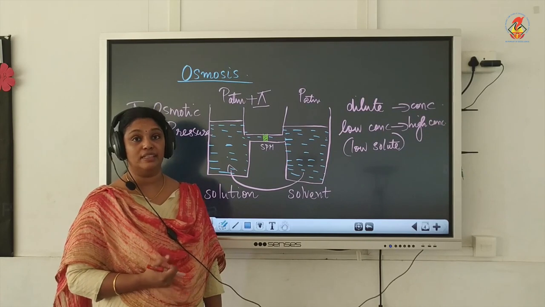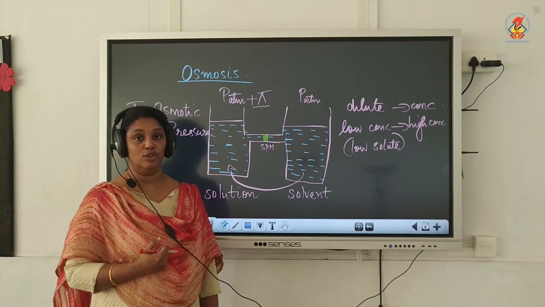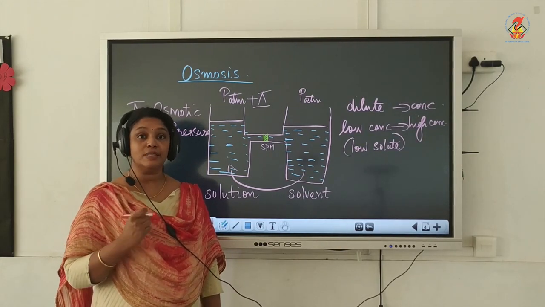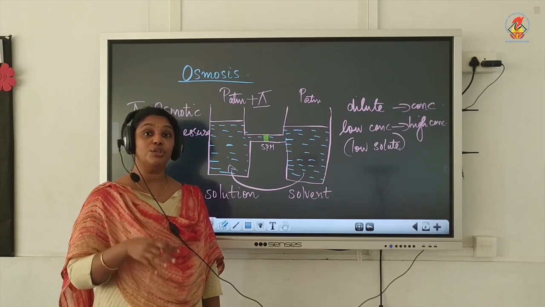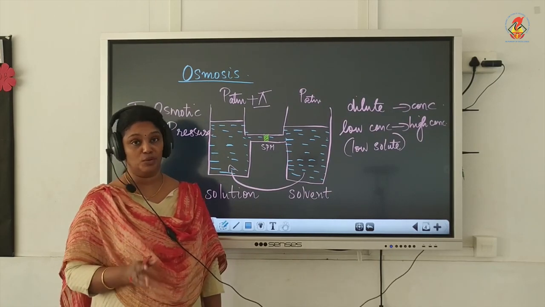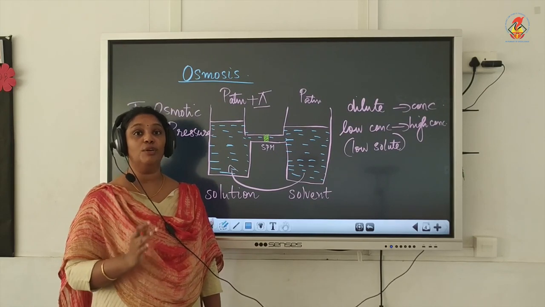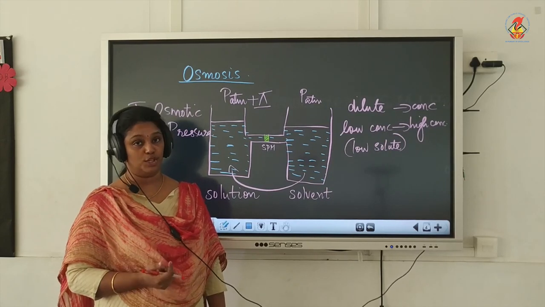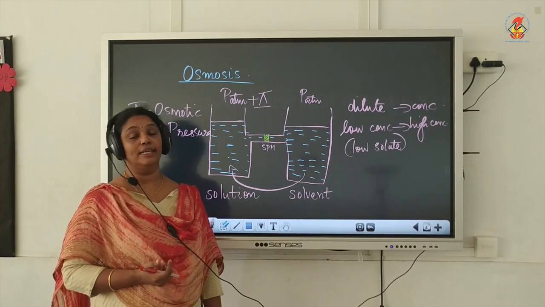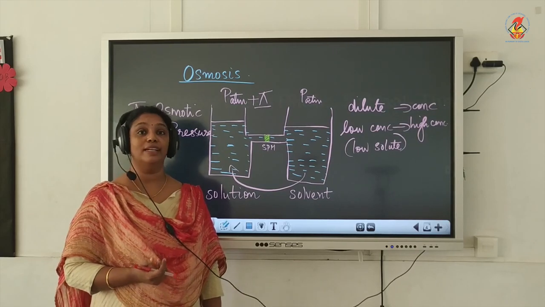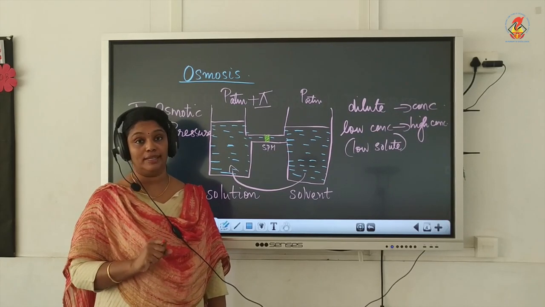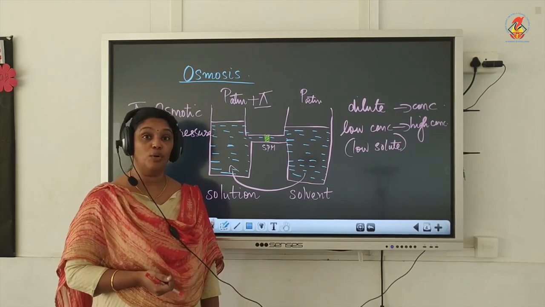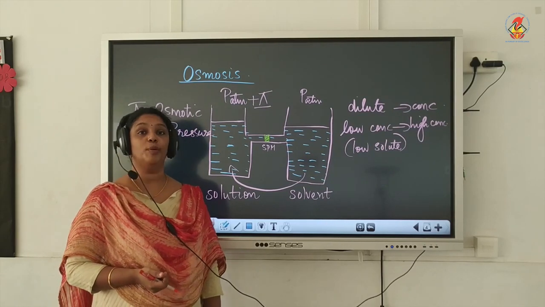So what do we mean by the term osmotic pressure? Osmotic pressure is denoted by pi. Osmotic pressure is the excess pressure that is applied on the solution side to prevent osmosis, that is, to stop the flow of solvent molecules into the solution. Osmotic pressure is a colligative property because it depends upon the number of solute particles and does not depend upon their nature.